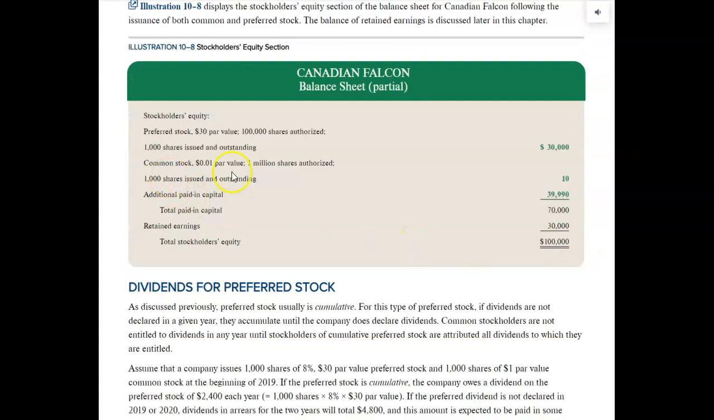The common stock, remember, if we have the 1 penny par value, then we have $10 in here. They can issue $1 million, but they've only sold and outstanding right now 1,000, so $10. Additional paid-in capital, those two credits we had adds up to this number, $39.90. Total paid-in capital $70, and then retained earnings, those prior earnings retained in the business, will be $30,000. So the total stockholders' equity section is $100,000.